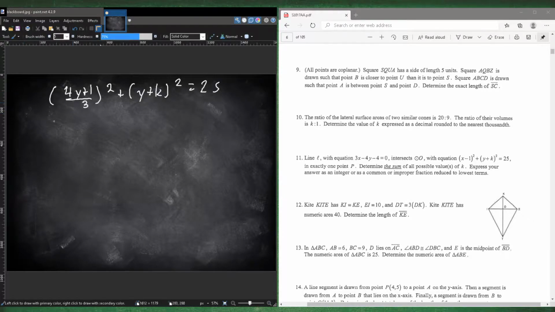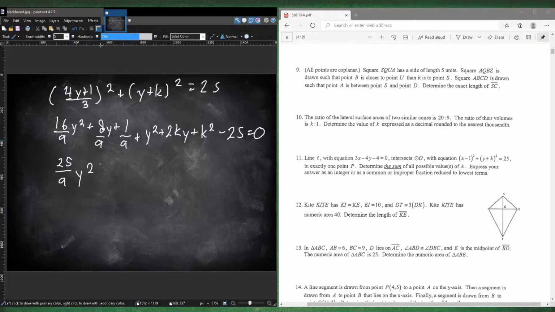So this is going to be 16y squared plus 8y plus 1, and then 3 squared is 9, so this is 16 over 9, 8 over 9, and 1 over 9. This is going to be y squared, this is 2ky, and this is plus k squared. And then minus 25, so we set this equal to 0. Then we combine like terms: 16 over 9 plus this y squared gives 25 over 9 y squared. The linear terms are (2k plus 8 over 9) y. And the constant terms are k squared, negative 25, and 1 over 9.